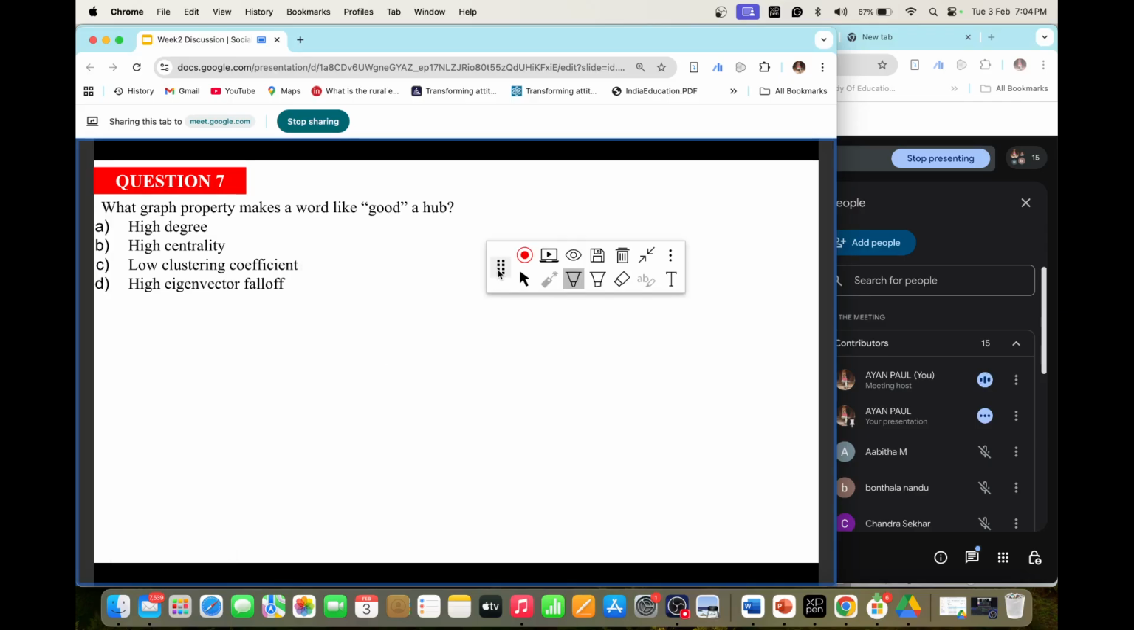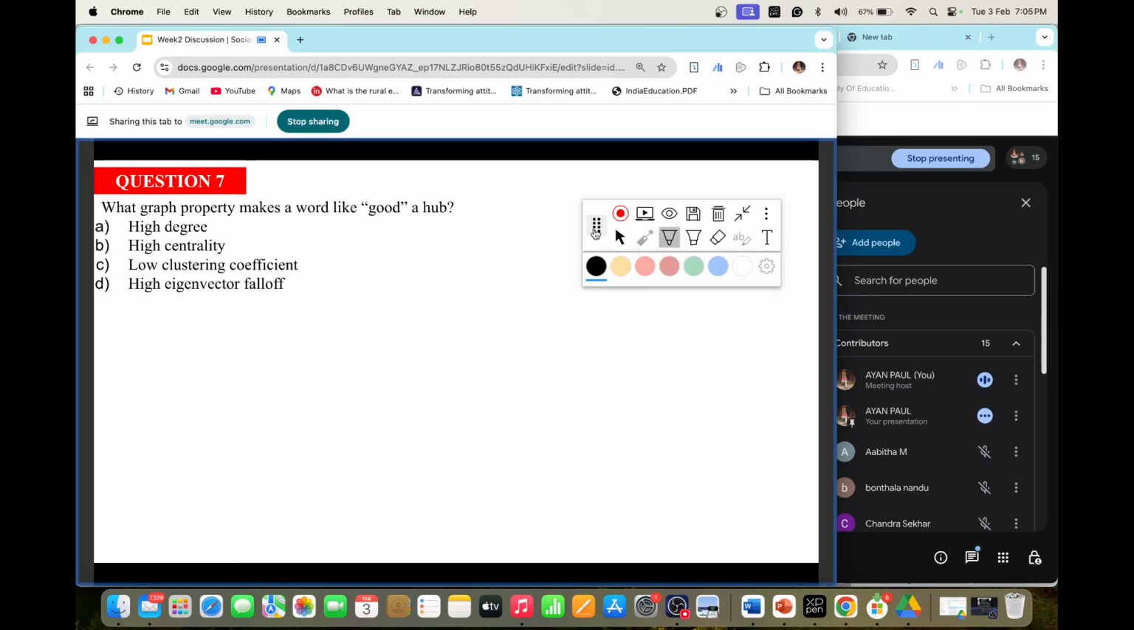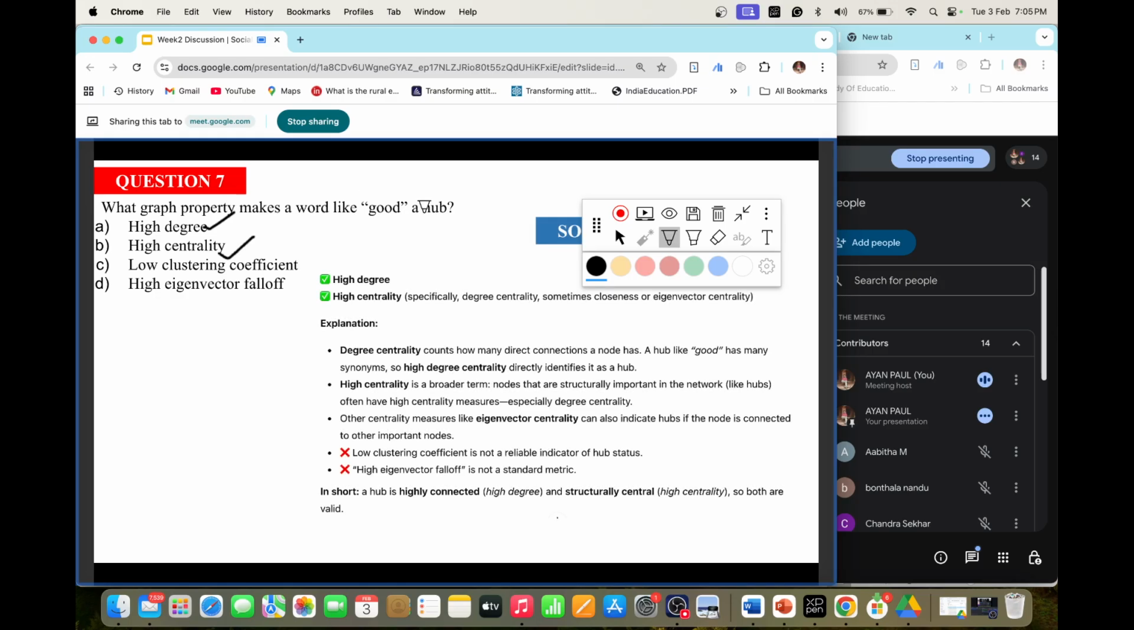Yeah, so what graph property makes a word like "good" a hub? High degree, high centrality, low clustering coefficient, high eigenvalue fall off. So this is very easy, right? What graph property makes a word like "good" a hub? Yeah, high centrality should be there, and high degree should be there. Both should be there. So option A as well as option B.